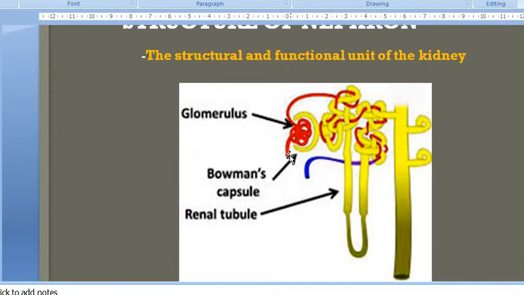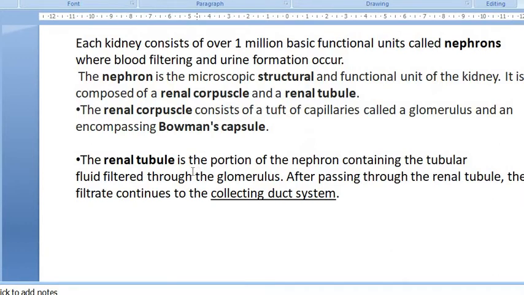This is the glomerulus, Bowman's capsule, and the renal tubules are the portion of the nephron which contains the tubules. The blood filtered in the Bowman's capsule flows through the renal tubules for the formation of urine and then ends in the collecting duct system.